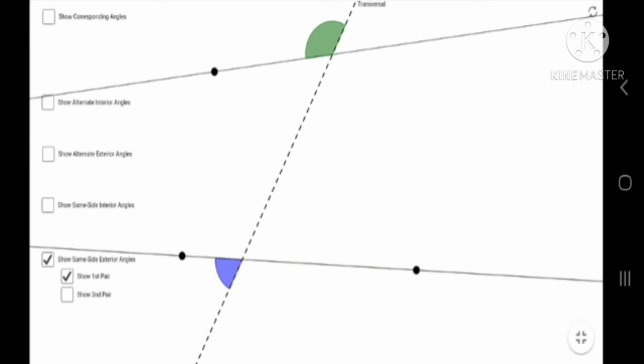Now these are same side exterior angles, as they lie outside the given lines and they are on the same side of the transversal. So there are two pairs, one on either side of the transversal. These are the same side exterior angles.